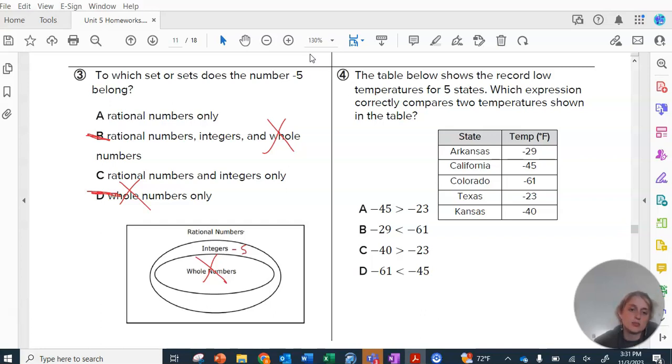So yes, it could be a rational number, but it also needs to say integer. So rational numbers only is not going to work for us. C is our answer. Number 4, the table below shows the record low temperatures for 5 states.